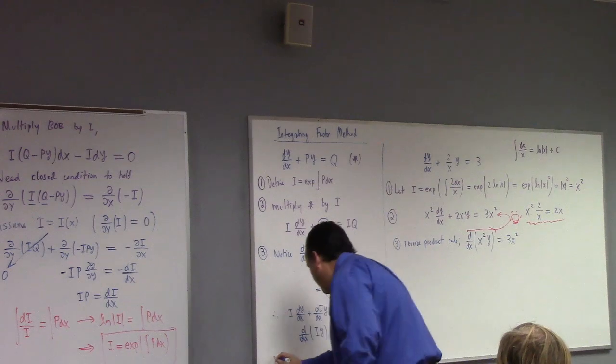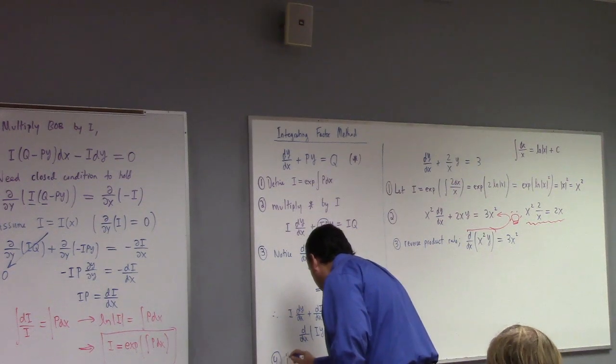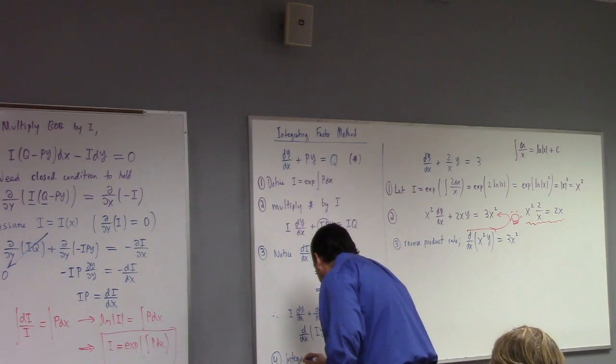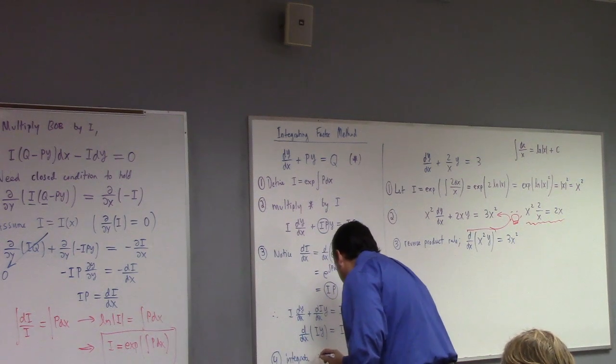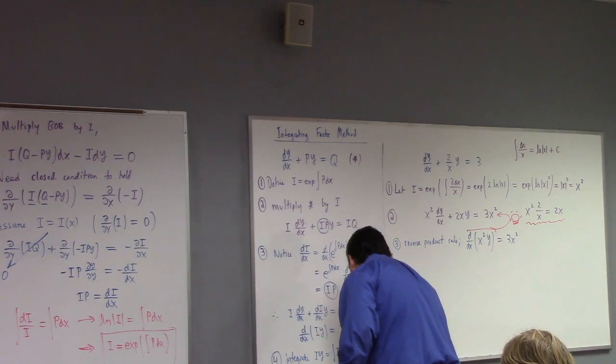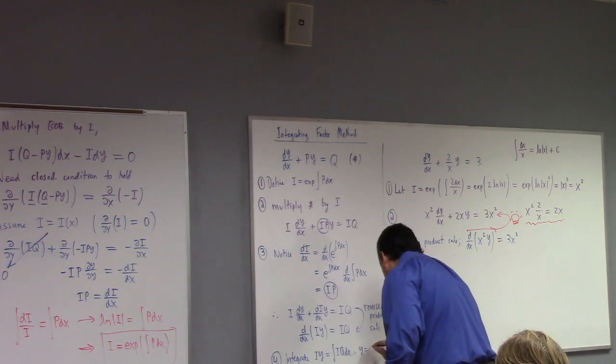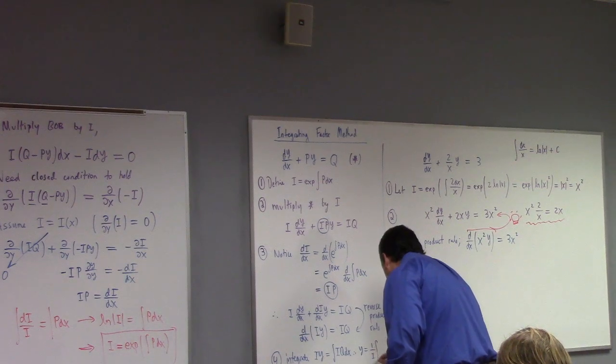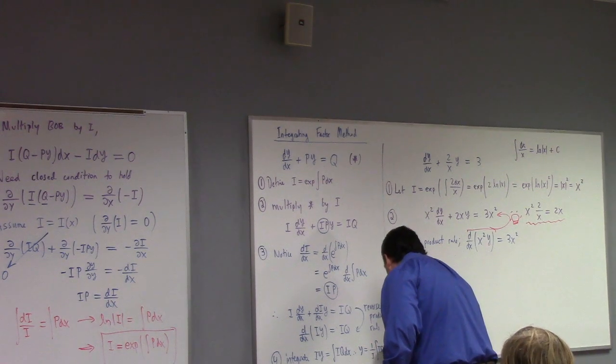Step 4 is just to integrate both sides. So we integrate, and I'm out of board space here, but that gives me iy is equal to the integral of iq dx. So therefore, y is equal to 1 over I times the integral of iq dx.